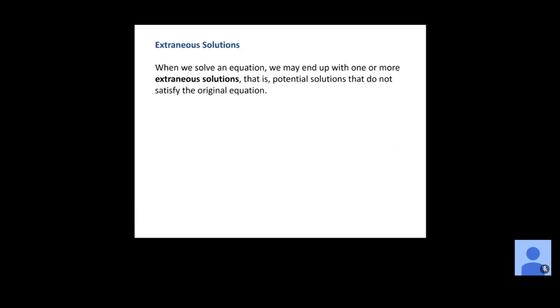All right, now the ones that don't work are what we call extraneous. Okay, so whenever you see that term extraneous, just think extra, right? That's the root of that word. So we end up with these solutions that are extra that don't actually work in the original equation. Okay, so we call those extraneous solutions.